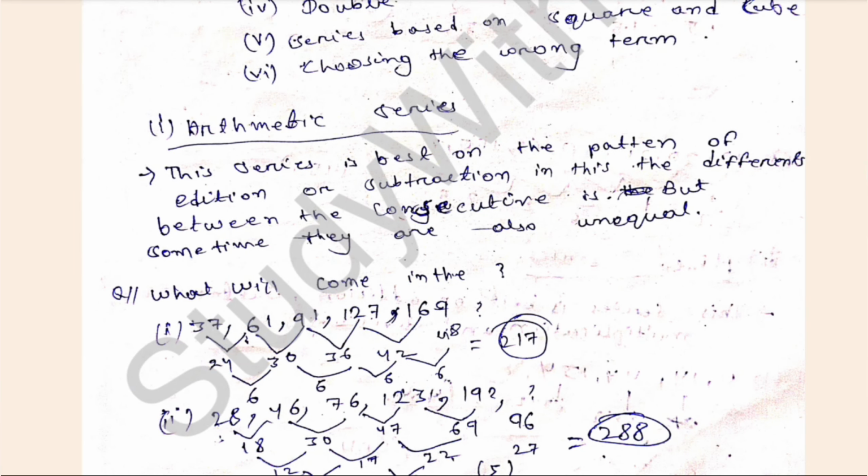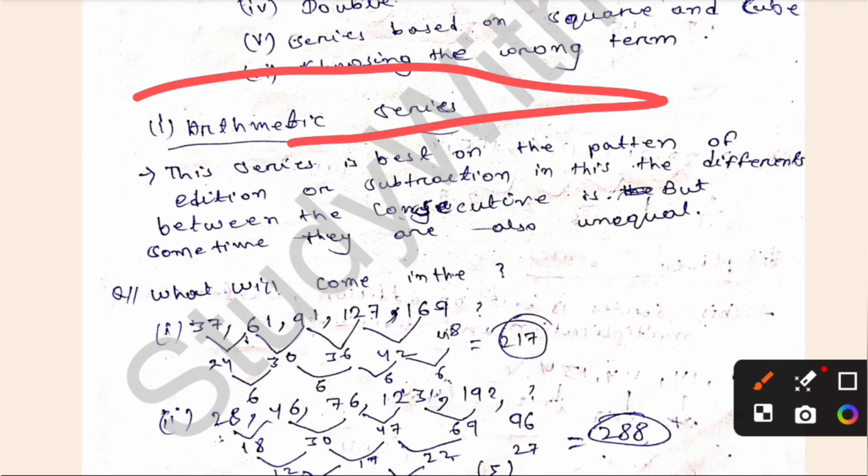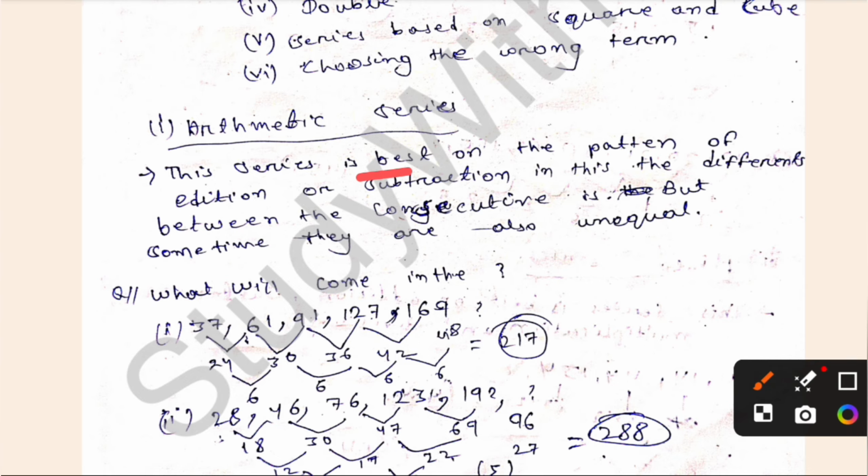First is arithmetic series. Arithmetic series means the series is based on the pattern of addition or subtraction. In this, the difference between consecutive terms is usually equal, sometimes they are also unequal. Arithmetic series means this series is based on the pattern of addition and subtraction.